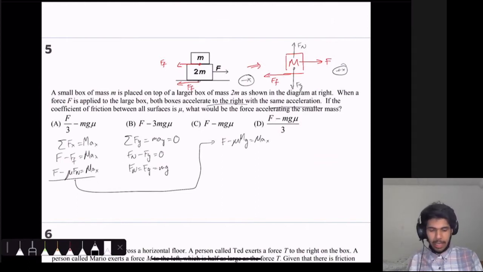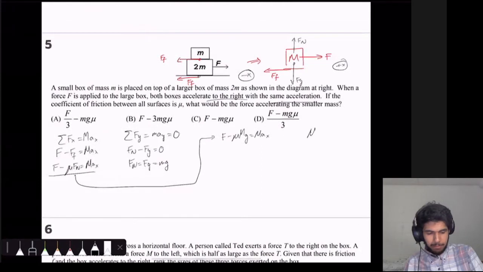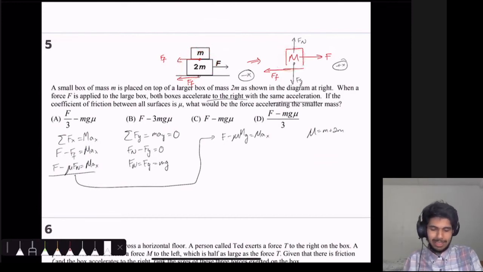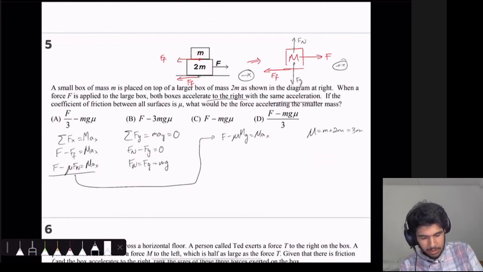So what is capital M? Capital M is lowercase m plus 2m, because we combine these two blocks into one supermassive block, so the masses should add. So that's 3m. Let's just substitute that in. F minus 3 mu mg equals 3ma_x. And now we can solve that the acceleration of the system is F minus 3 mu mg all over 3m. And that simplifies a little bit: F over 3m minus mu g.